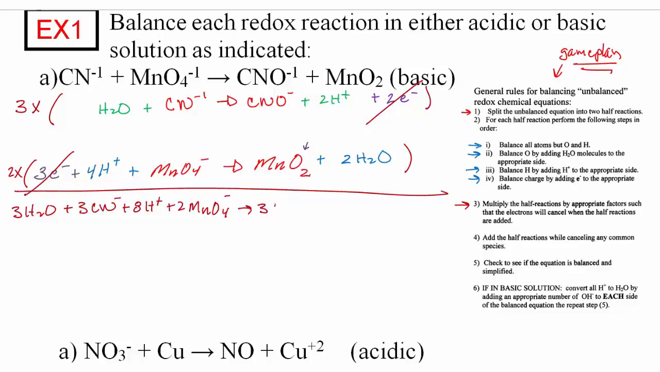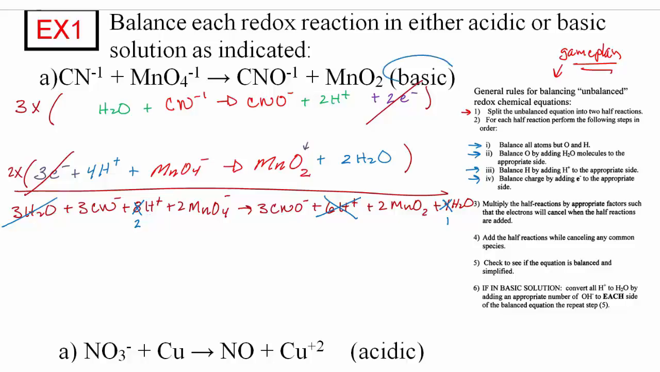We have 3 CNO minus, 6 hydrogen ions, 2 manganese 4 oxides, and 4 H2Os. Okay, let's try to simplify this a little bit. I've got 3 waters here. Let's cancel those out. Use 1 water. I have 6 hydrogen ions here, 8 here, so that leaves it with 2. Okay, that's about as simplified as I can get it.